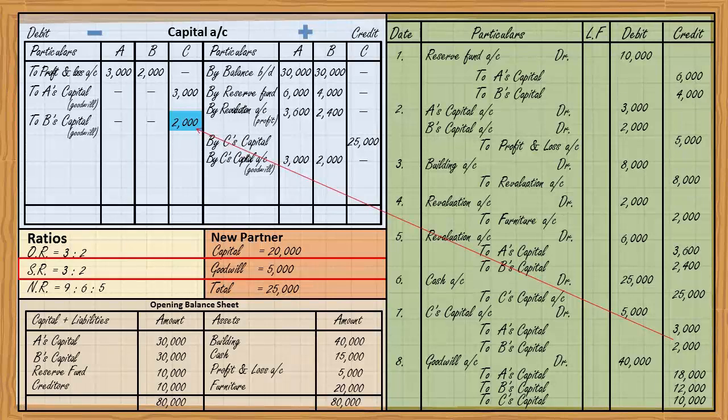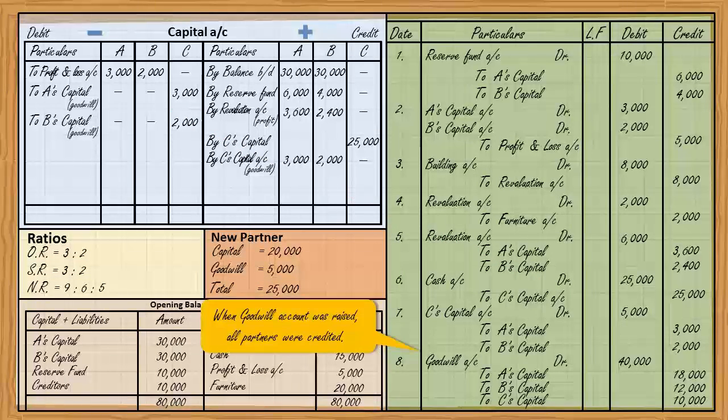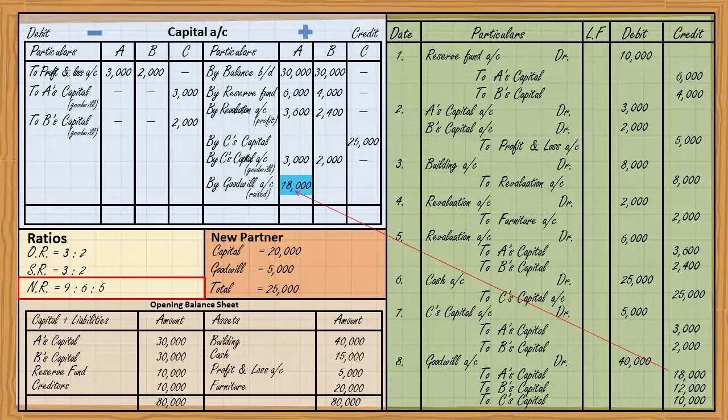And after that, when goodwill account was raised, all partners were credited. So I'm going to credit all the partners by goodwill account. And in the inner column, please write down raised 18,000, 12,000 and 10,000. So the total on the credit sides are 60,600, 50,400 and 35,000 rupees. So in the same way, the same totals will be on debit side.